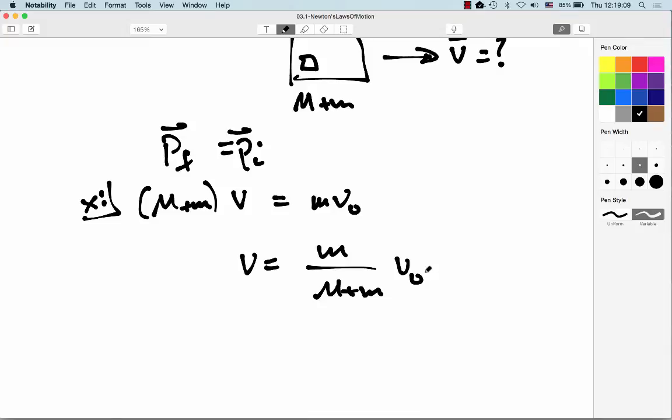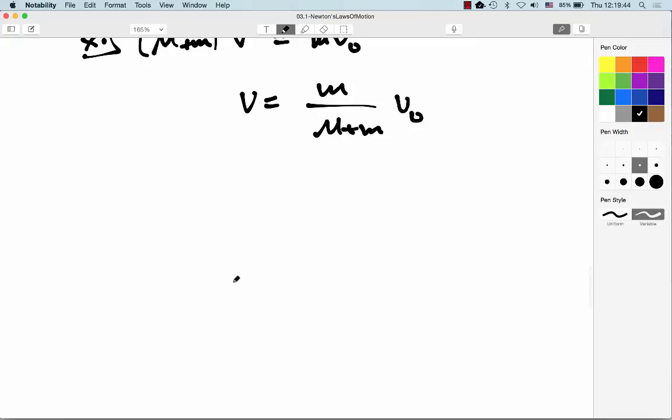And you should ask yourself, does this make sense? First off, the units check: meters per second, kilograms here, kilograms there, they cancel, so yep, life is good. The other thing is, does this obey your intuition? You would expect the combined object to be moving slower than the bullet. The bullet is very light, the combined object is very heavy, so this will be a number much less than 1. And so yes, indeed, the combined object is moving slower than the bullet. It's also moving in the same direction as the bullet. There's no minus sign. Okay, so that was a simpler example.